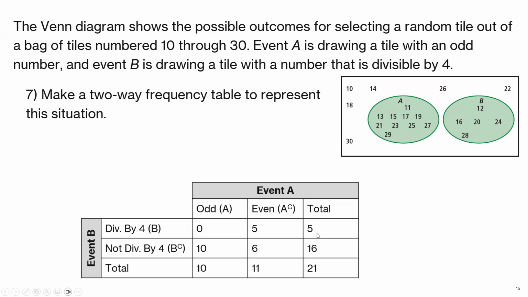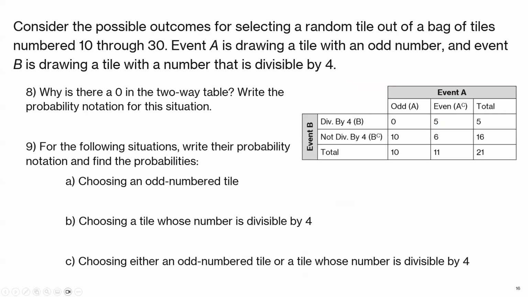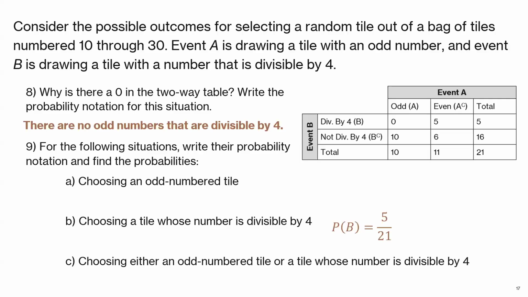And then I can also find my marginal counts. 0 plus 5 is 5, 10 plus 6 is 16 on the right-hand column. My marginals for the event B, 0 plus 10 is 10, 5 plus 6 is 11, out of 21 total possibilities. So keeping that same info, I've already kind of explained this, but it says, why is there a 0 in this two-way table? There's a 0 because there aren't any numbers that are both odd and divisible by 4. Sorry, my animation's got ahead of me. Something's been spoiled, but that's okay.